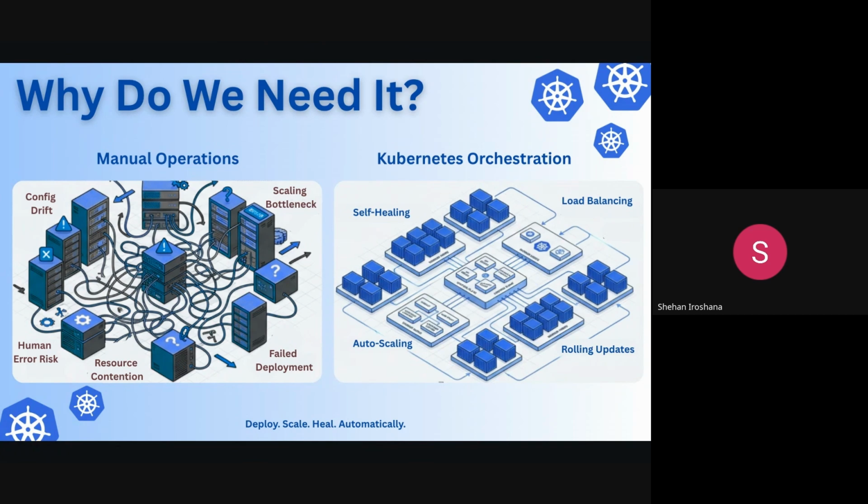Kubernetes solves those problems through orchestration. It provides self-healing, meaning if a container crashes, it restarts automatically. It provides auto scaling based on demand, it handles load balancing across instances, and it supports rolling updates without downtime. Instead of manual operations, everything becomes automated and declarative. You define the desired state, and Kubernetes makes sure the system stays in that state.